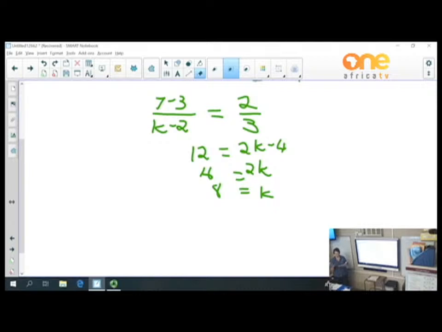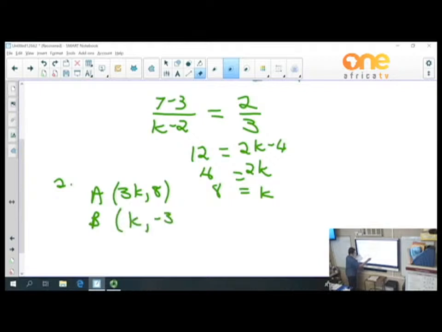So I apply my gradient rule. Number 2: the gradient of the line passing through A. A is (3, k, 8)... In this case, we can't draw them because you won't be able to see what's going on. And B is the point (k, negative 3). The gradient of this line is 3, find the value of k.